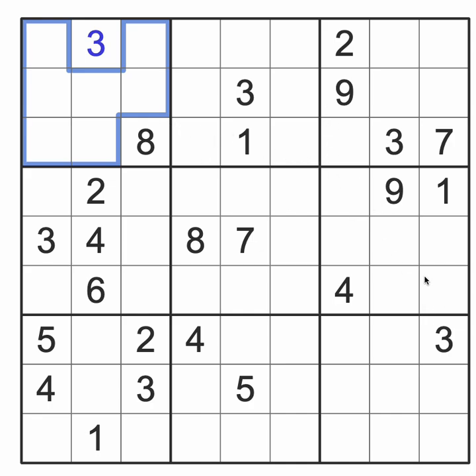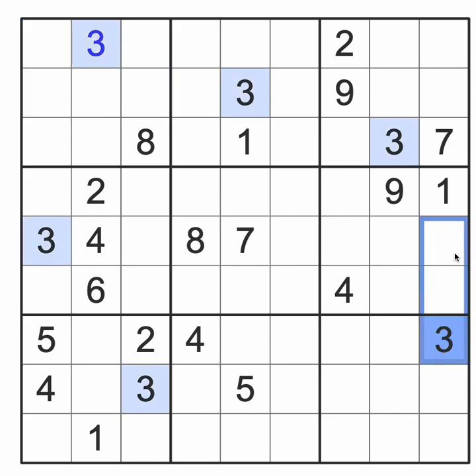And in box 6, here's 3 that blocks here. And this 3 blocks here. This 3 blocks here. That makes this cell 3. And looking at box 6 and the row 5.